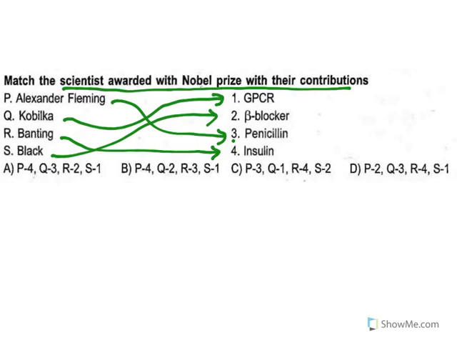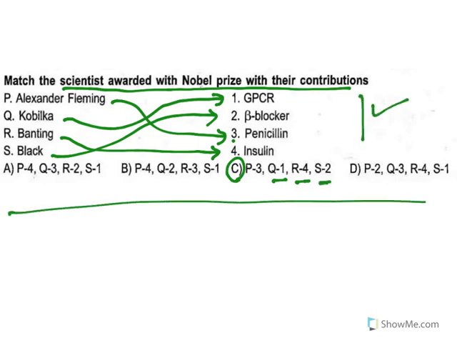Now we need to look for this one. So P goes with 3. Q, Brian Kobilka is GPCR, Banting is insulin, Black is for beta blocker. See, the advantage with this kind of multiple choice questions is, look at the options. If you know Alexander Fleming is related to penicillin, you can straight away get the answer. You don't need to know all of them. So there is always an advantage with this kind of questions. If you know 1 or 2, you can get the answer correctly.